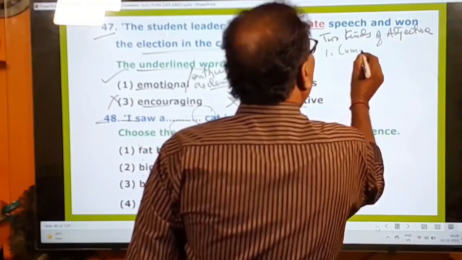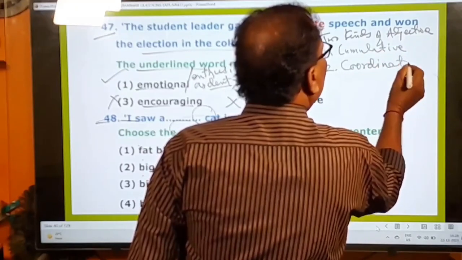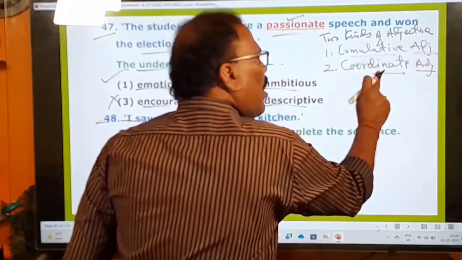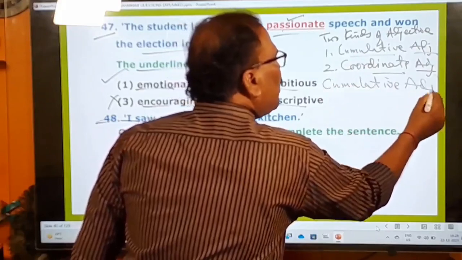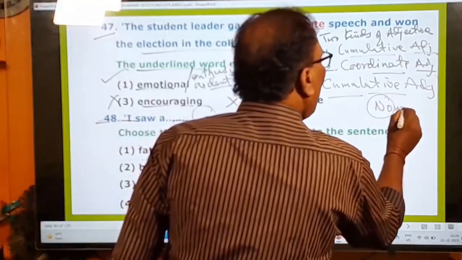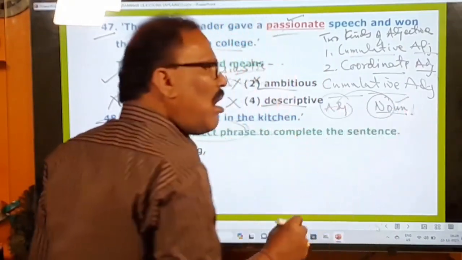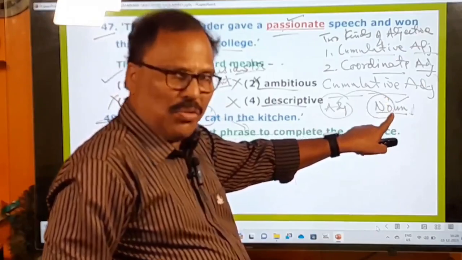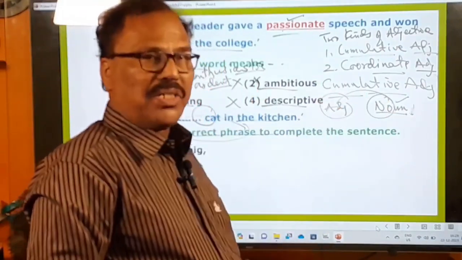Cumulative adjectives and coordinate adjectives. What are the cumulative adjectives? Cumulative adjectives means, if the adjectives describing a noun, they describe or qualify a noun, if all the adjectives describing this noun are not equally important, then they are called cumulative adjectives.